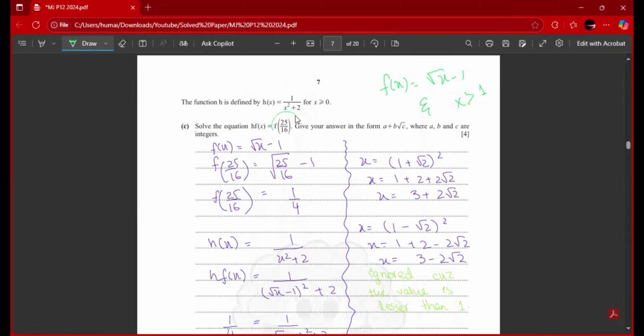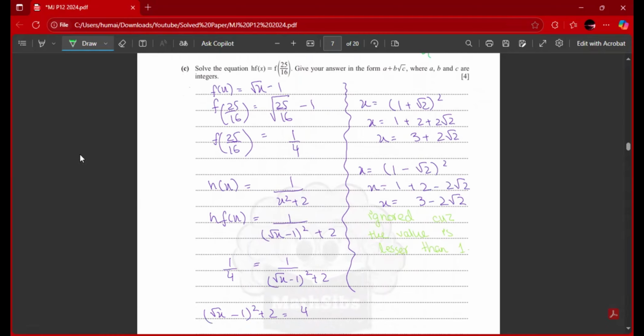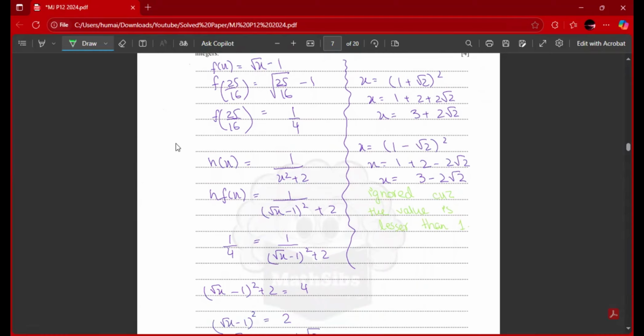First, let's solve this part. What does the inner thing in the bracket mean? Well, guys, this is the value of our x that is written inside the bracket, because look, we write f of x. And this is the value of x if I replace it with a numerical digit. So substituting it in the equation and solving it, we get f of 25 over 16 as 1 over 4 for the value of y.